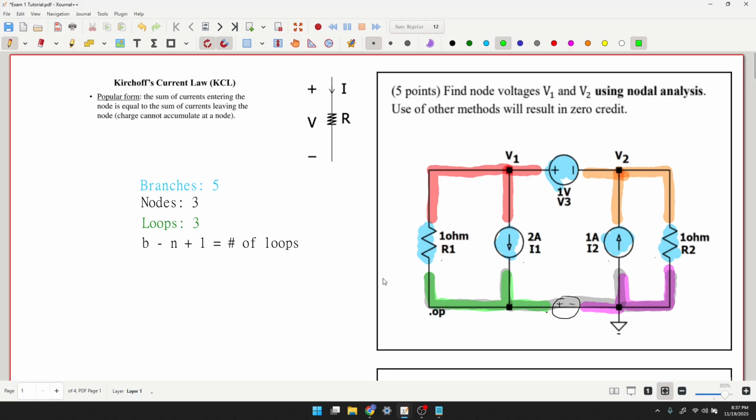This circuit is relatively straightforward in the sense that we can inspect the circuit and see that we have 1, 2, 3 loops. In the event that you're dealing with a circuit that has a more complex network, you can use the formula to the left over here. Branches minus nodes plus 1 will equal the number of loops. And in our case, 5 minus 3 is equal to 2, plus 1 is equal to 3 loops.